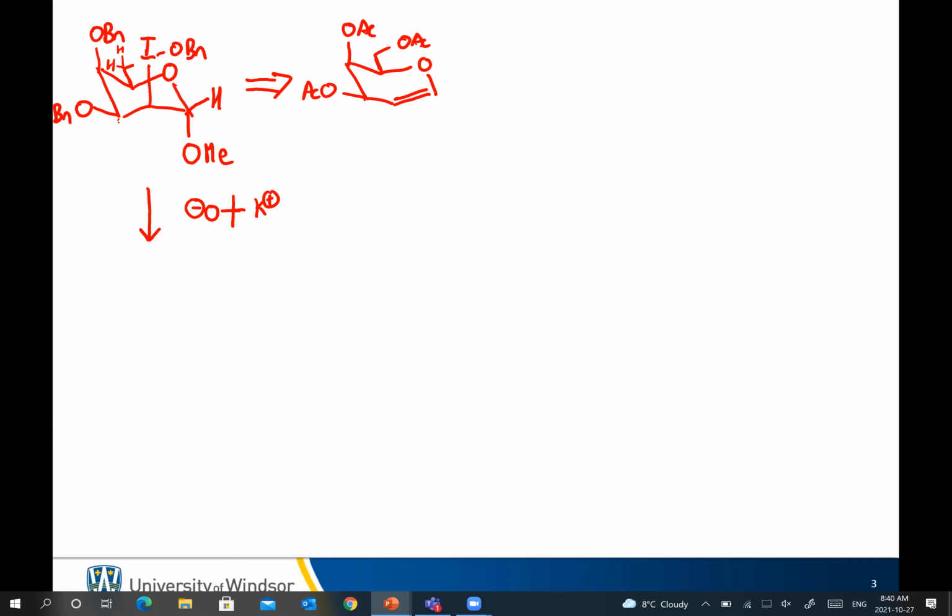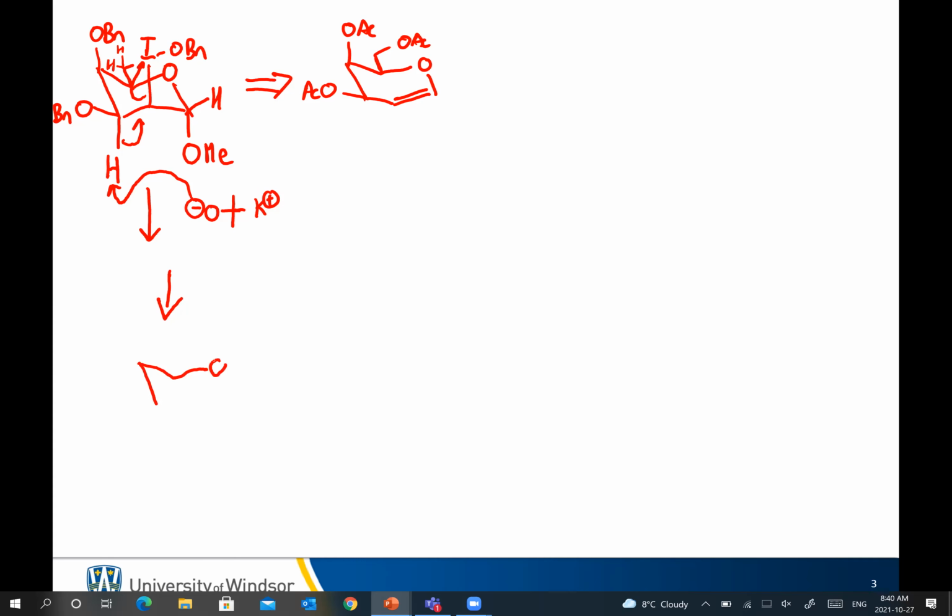Why would one be more acidic than the other? They're the same, isn't it? Nope. One of them is equatorial, one of them is axial. You have an E2 elimination from the one on carbon 3.